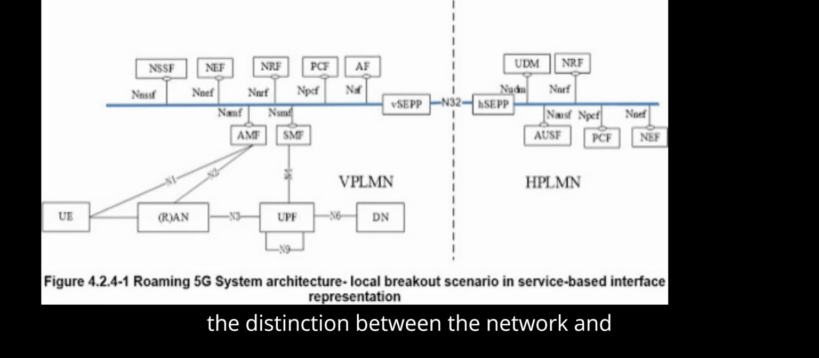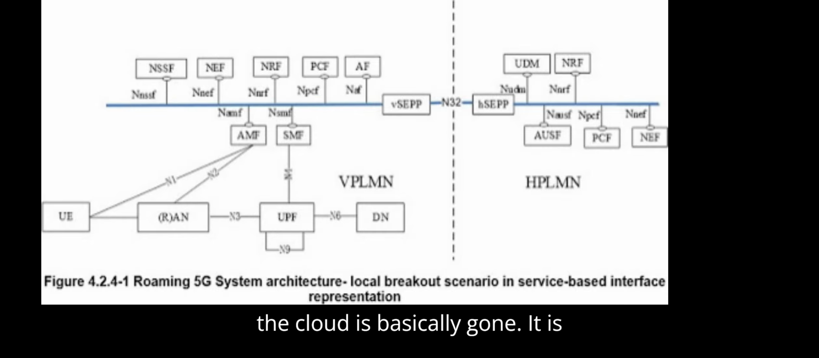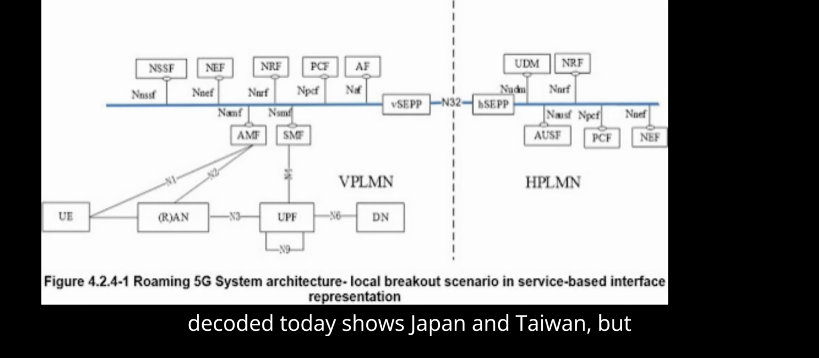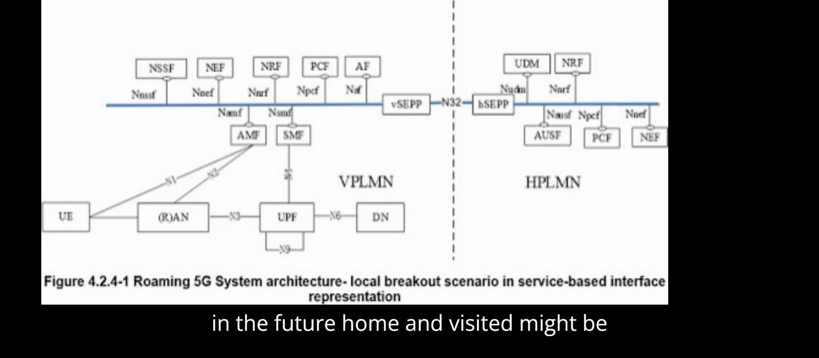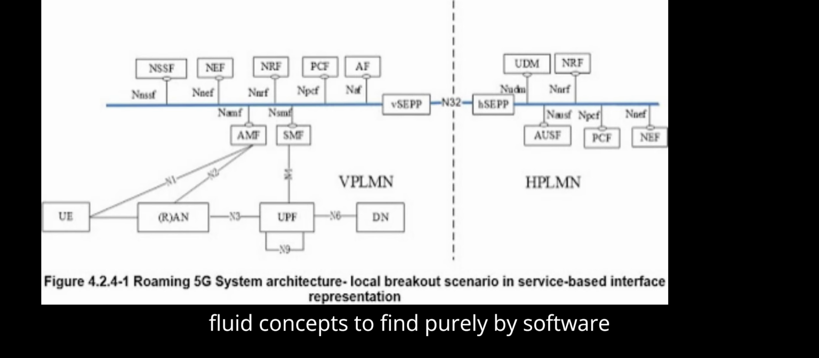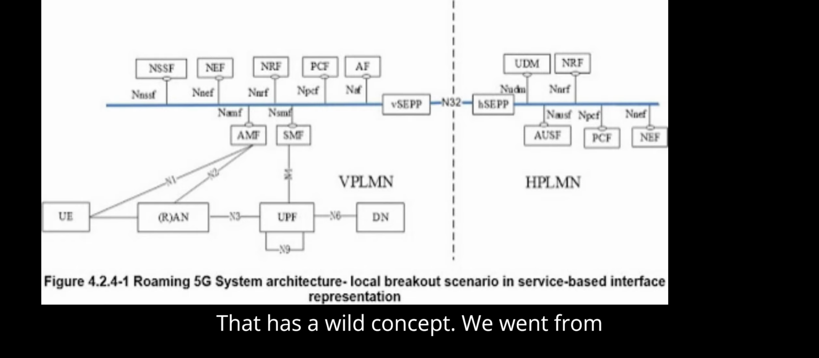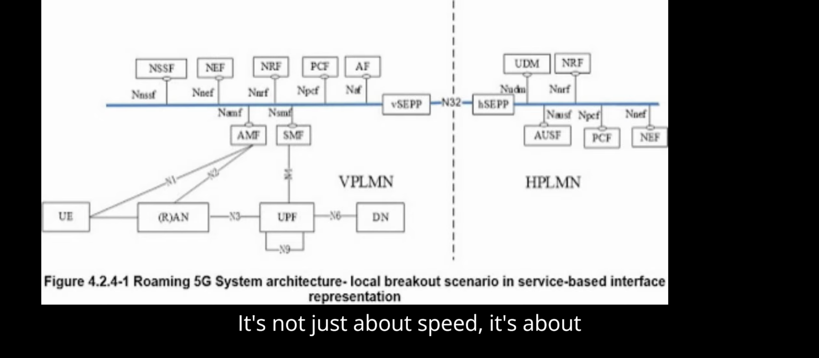So the distinction between the network and the cloud is basically gone. It is blurring every single day. The diagram we decoded today shows Japan and Taiwan, but in the future, home and visited might be fluid concepts defined purely by software, spinning up and shutting down as needed. That is a wild concept. We went from a terrifying technical diagram to the future of fluid pop-up infrastructure. That's the power of this architecture. It's not just about speed, it's about flexibility.